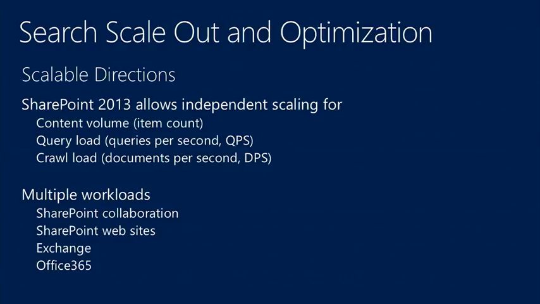How many pre-run queries can we cache? How many security ACLs can we cache? So we don't have to constantly go back to the index when we're doing security trimming. What's the crawl load? How many documents per second do we want to run through this environment? These things matter. It depends on what you're doing.